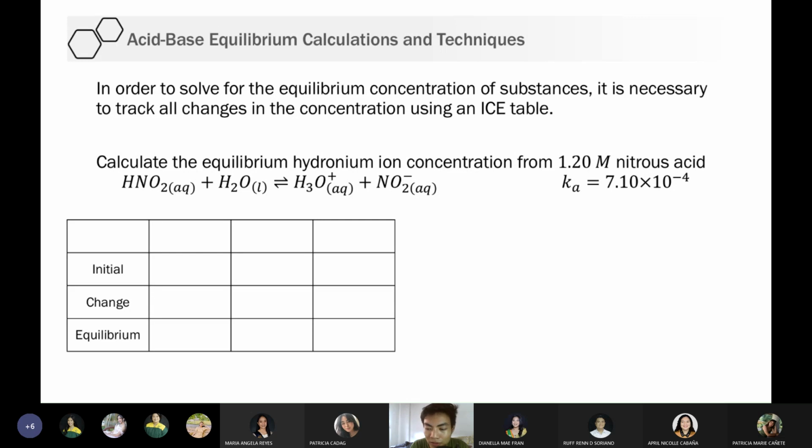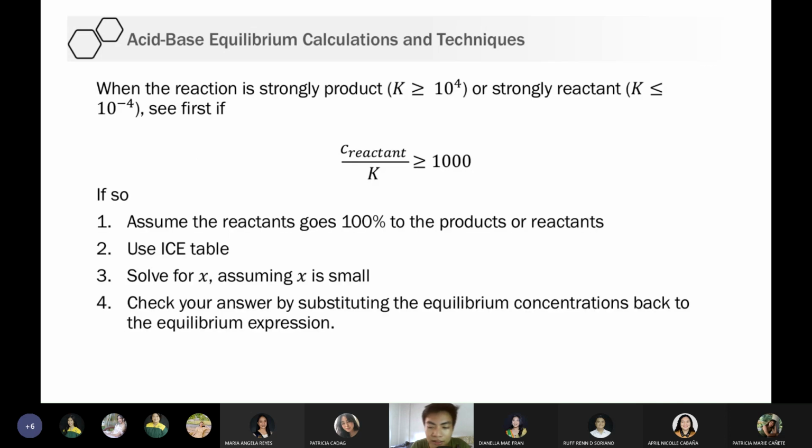So today, I'm sharing the technique that we use to simplify the calculation. We call this the small x approximation. And this can be applied if your reaction is strongly product, that means K is greater than 10,000. Or this can also be applied when your K is times 10 raised to negative 4 or less. That means it is strongly reactant.